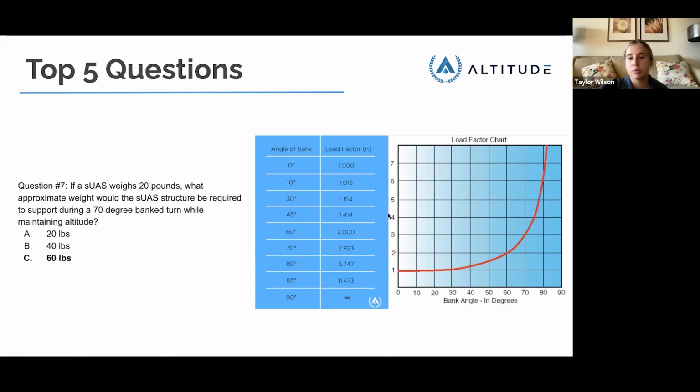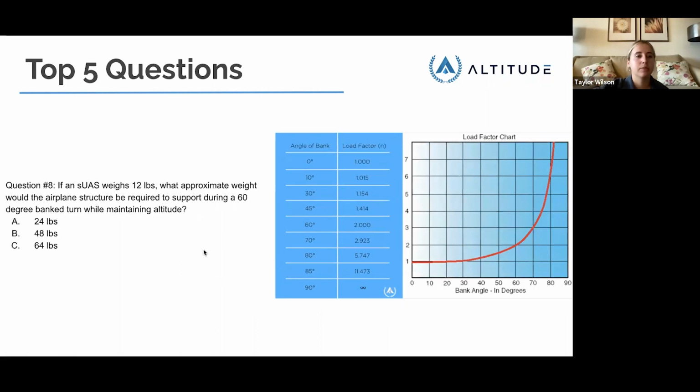So you could do it one of two ways. You either go to the 70 here, follow the line up until we intersect it, and it looks like we're pulling 3 Gs. So you would take 3 times 20, giving us 60 pounds. If you decided to use this chart here, it's 2.923. When you do the math, you can round it to 60 pounds. So it's going to be the closest answer.